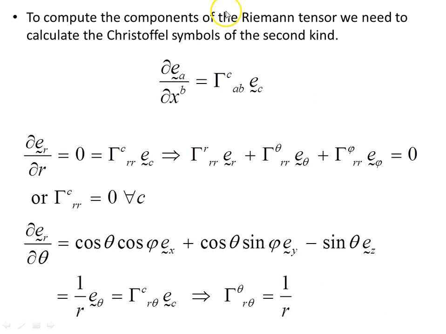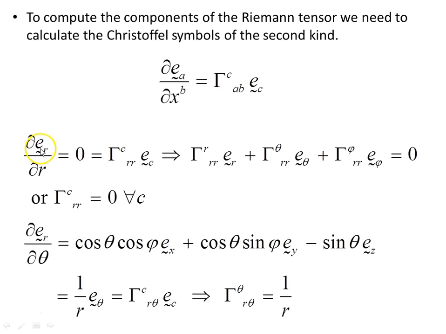Alright, to compute the components of the Riemann tensor, we need to calculate the Christoffel symbols of the second kind. That's these objects here, this gamma with the upper index c and the two lower indices a, b. Now the partial derivative of the basis vectors with respect to each of the coordinates, xb here, will give us the Christoffel symbol times a new basis vector.